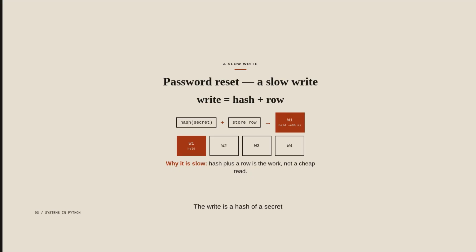The write is a hash of a secret and a row stored in the database. That work holds a worker for about 400 milliseconds. While that worker is held, it cannot take another request. The write is slow on purpose, because a hash plus a row is not a cheap read.